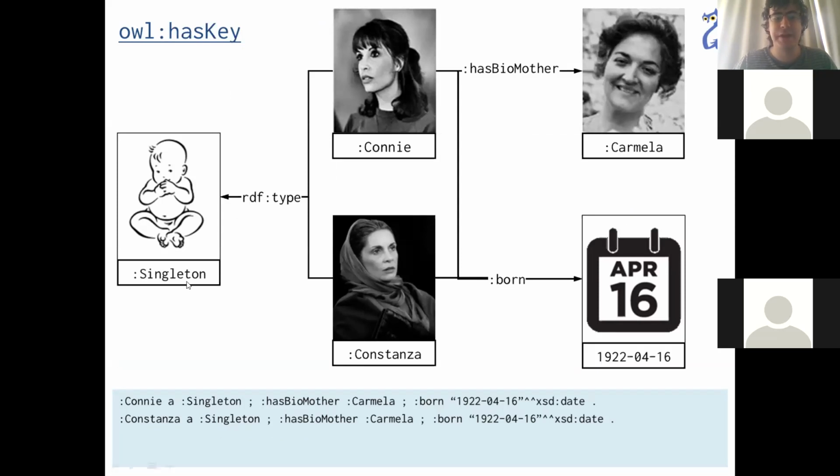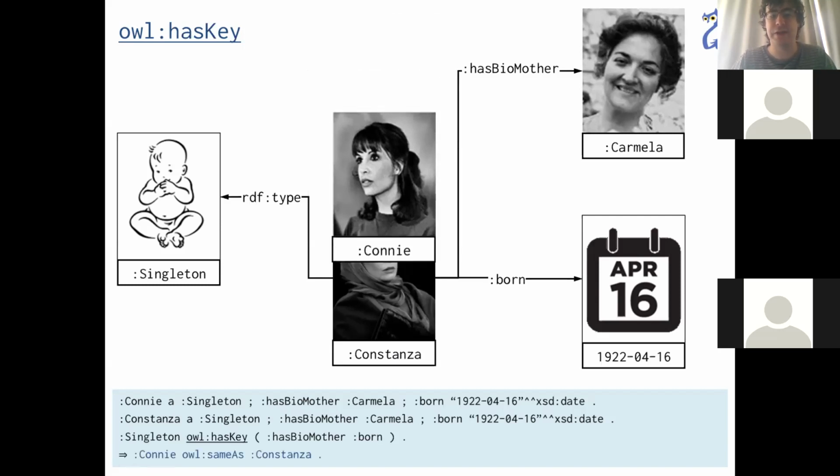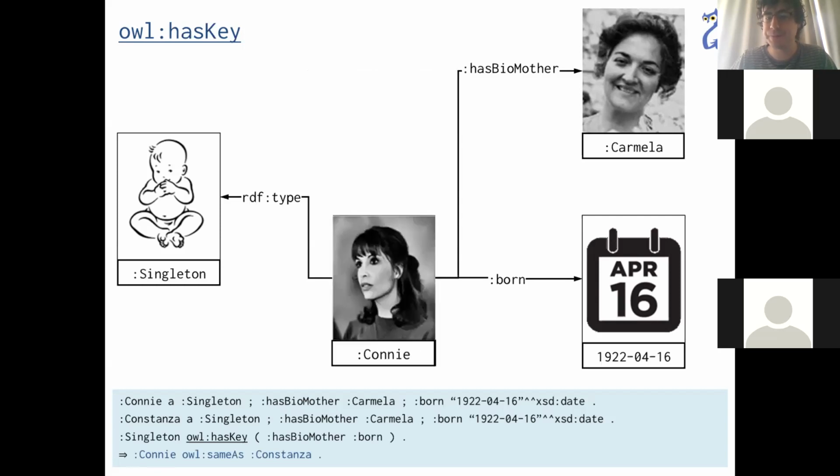So for singletons, we can say that they are identified by having a biological mother and the date on which they were born. So in general, if we have two singletons that have the same biological mother and were born on the same date, as we have here with Connie and Constanza, then it seems safe to conclude that these are actually, again, two names for the same entity.